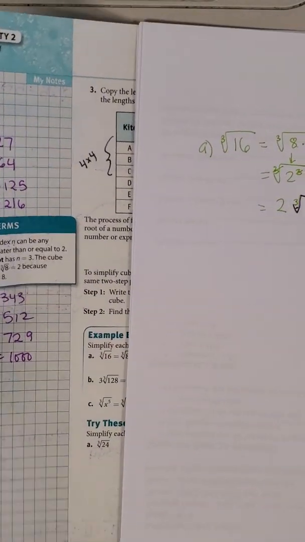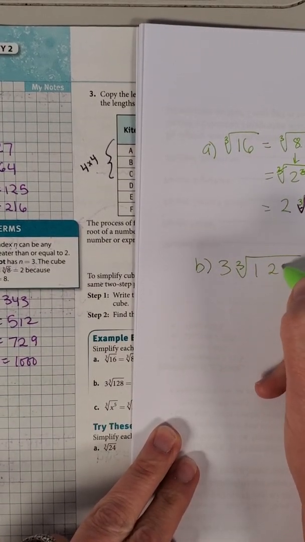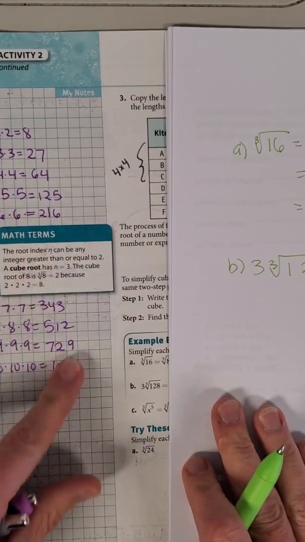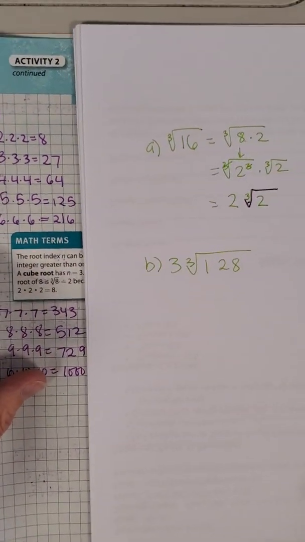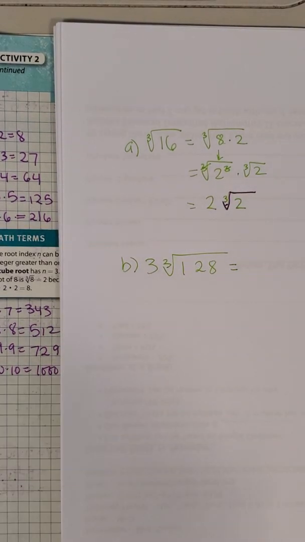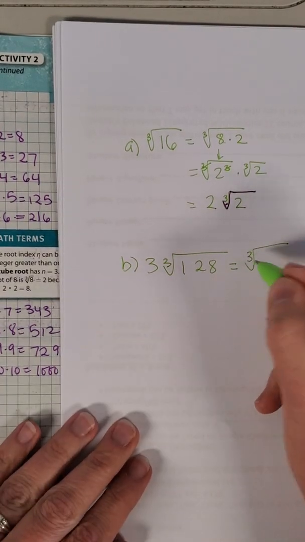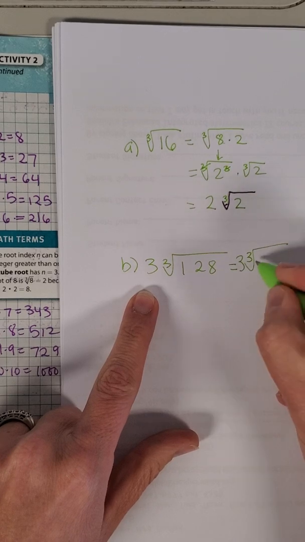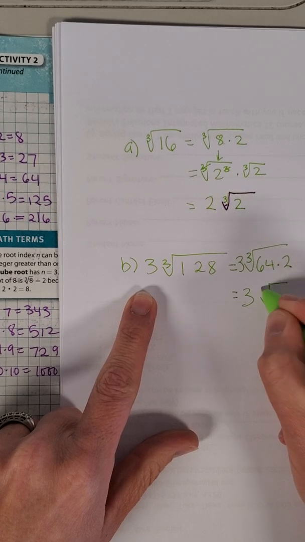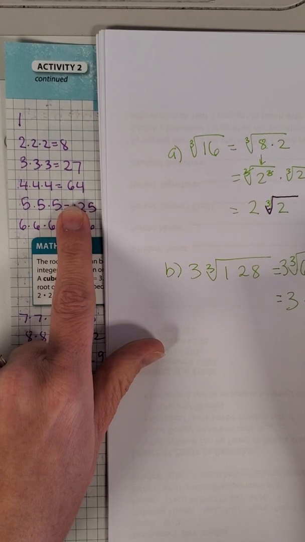Example B. B says 3 cube root of 128. Now I notice that 128 is not on my list of perfect cubes. 128 is not a perfect cube, so I need to find two numbers that will multiply to 128. So 128 is 64 times 2. So I'm going to rewrite this as the cube root. Oh, don't forget your 3 outside, right? The cube root of 64 times 2, which is 3. Cube root of 64 is a perfect cube. It's 4 cubed. And then cube root 2.